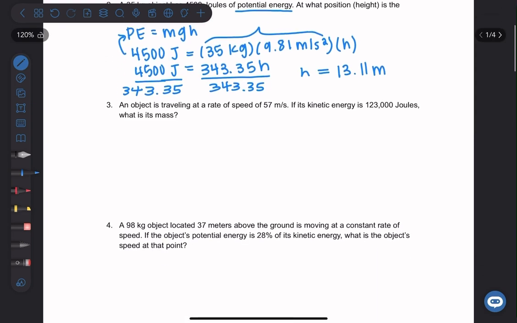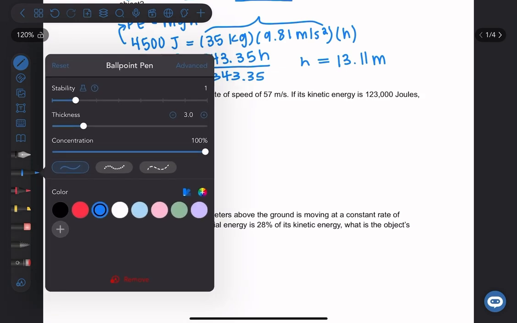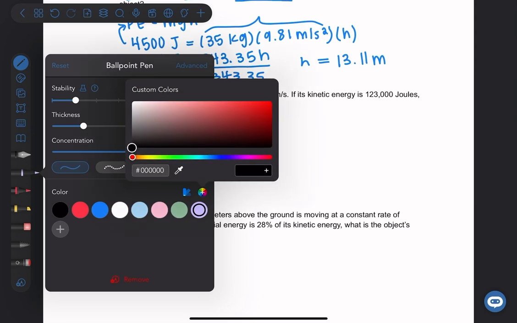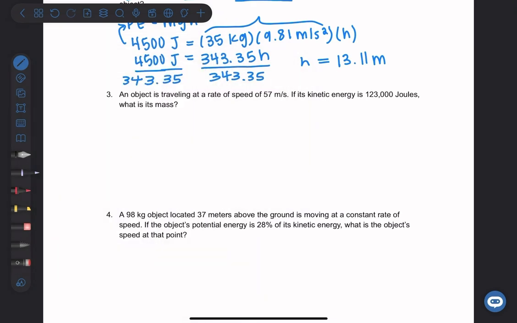Okay, next one. Any color. Do you like green? Okay.